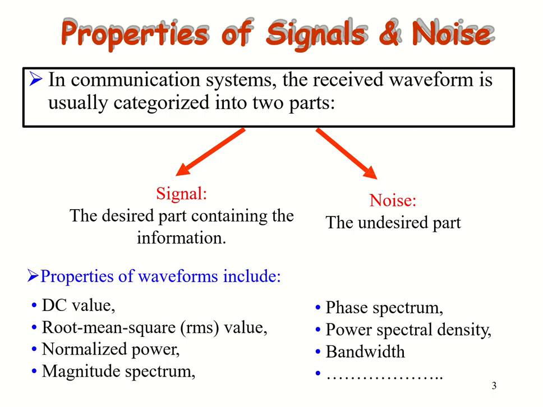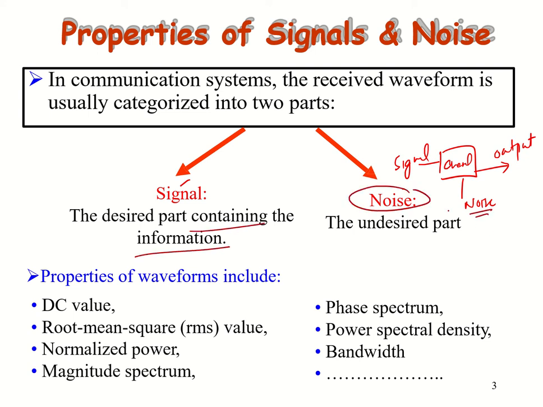So we know that in a communication system we have signal and noise. Basically we have an input signal and we have a channel, and in the channel the noise is added, and we get the output. So if we want to characterize the properties of the input signal or output signal, the signal is actually the main component of the communication which contains your information. Noise is basically the undesired part which is added.